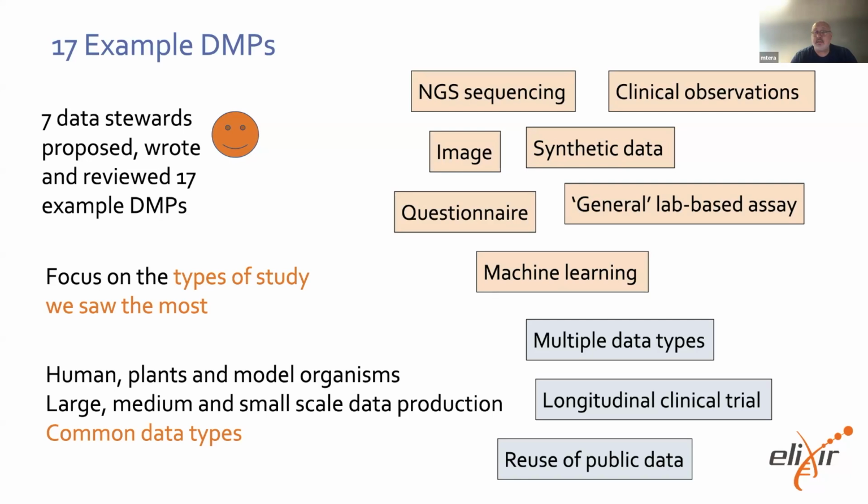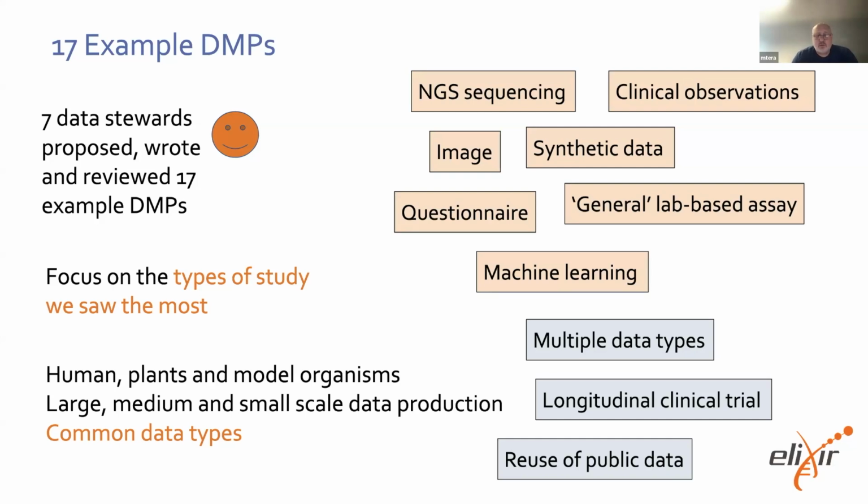the international space. So the 7 data stewards first met to identify what we think would be most helpful by giving examples that include the common data types that we see, as well as trying to get a spectrum of examples across human, plant, and also model organism. But also we've got an example of a large consortia study, and then also the medium and smaller studies where maybe only smaller amounts of data are collected.